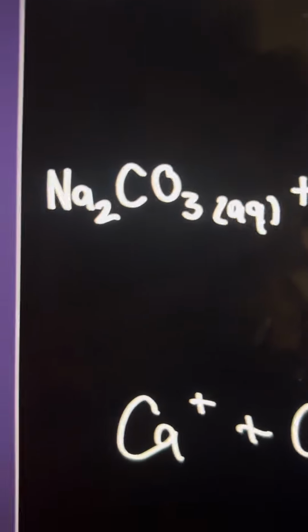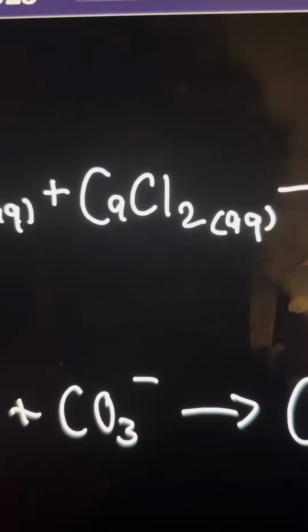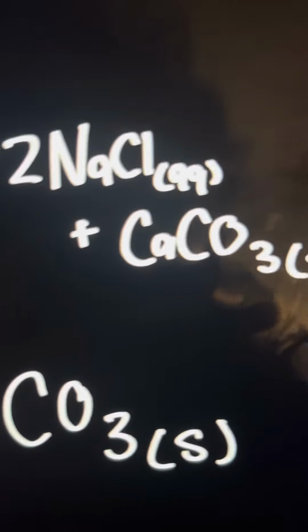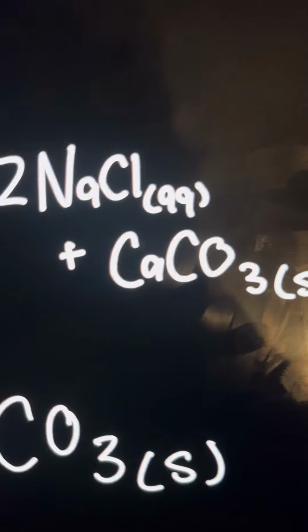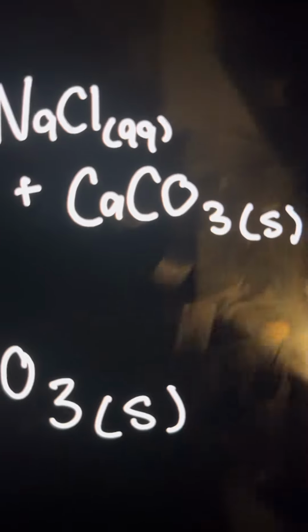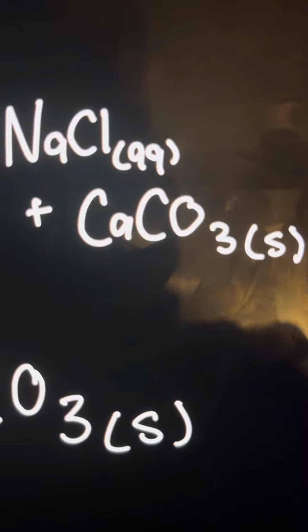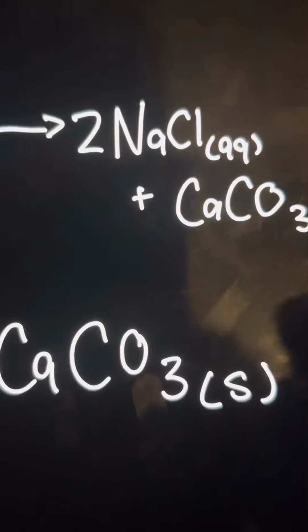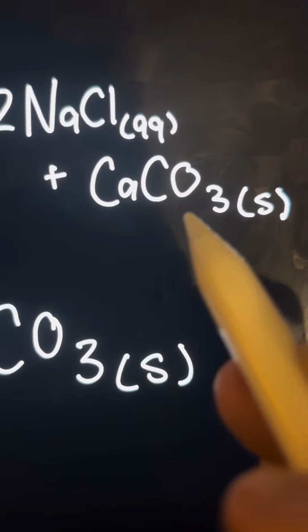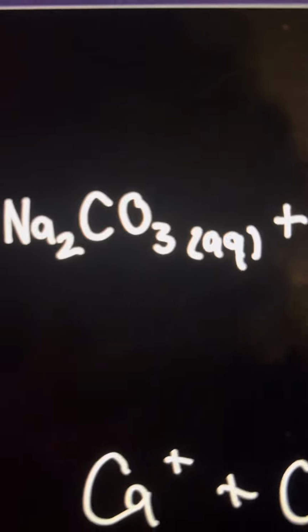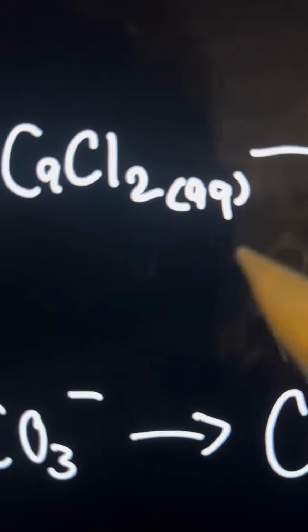I have Na2CO3, which is aqueous, plus CaCl2, which is also aqueous, and that equals 2NaCl, aqueous solution, plus CaCO3, solid. That solid is very important. We know that CaCO3, or calcium carbonate, is solid because of the insolubility charts. And because we know it's solid, we now know that this cation, the calcium, and the carbonate anion are the only things that actually change, because it goes from calcium, which is aqueous, and the carbonate, which is also aqueous, and it changes into solid.